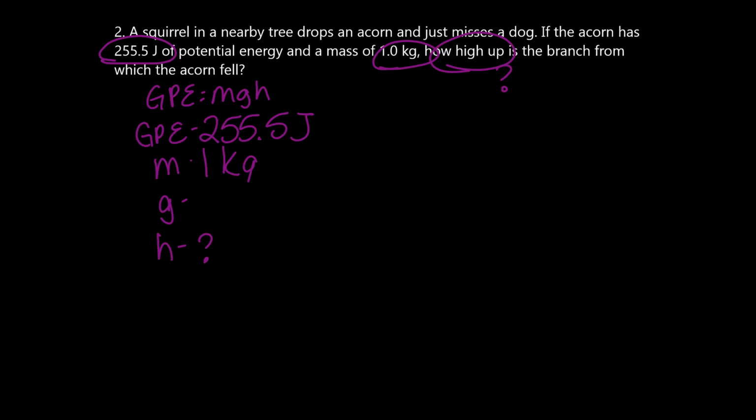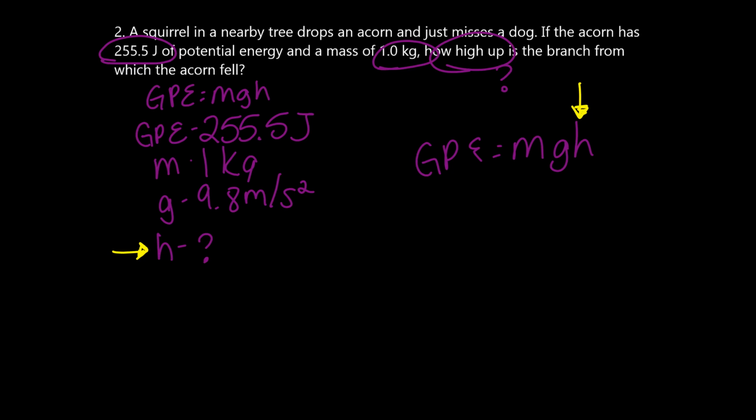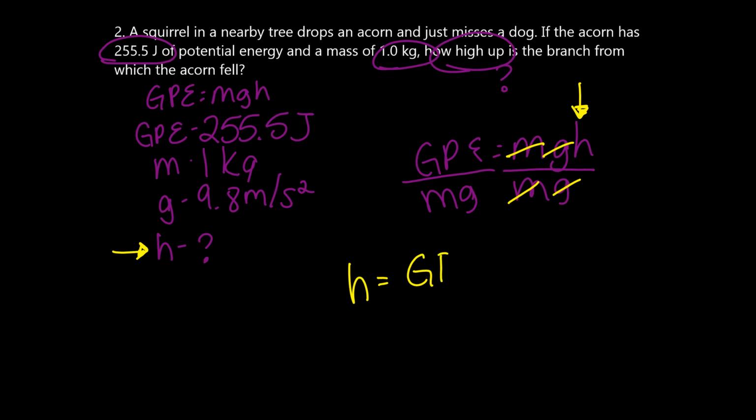We know the gravitational constant is 9.8 meters per second squared. So now we need to solve for h. If our equation is GPE equals mgh, we need to solve for h. We can do that by dividing both sides of the equation by mg. Mg go away. So our new equation is height is equal to the GPE divided by mg.